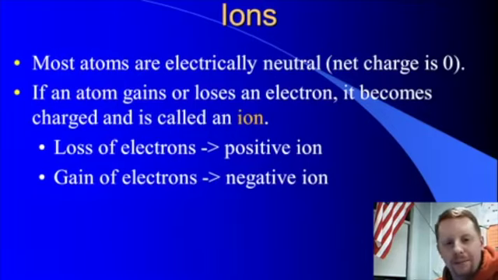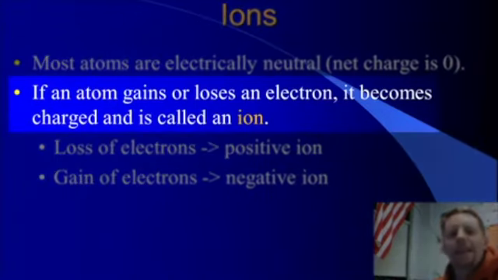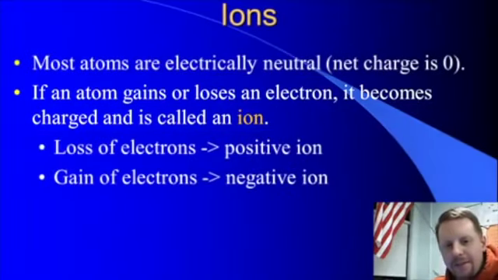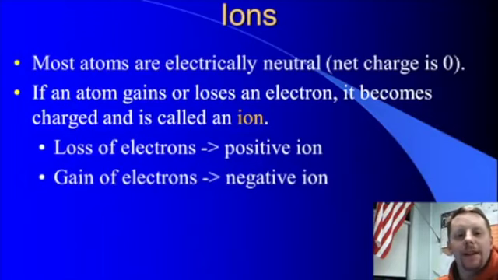That's a standard atom. If you happen to gain or lose an electron, though, you have a net charge, and that is now known as an ion. If that atom loses some electrons, it loses that negative charge, it's left with a net positive charge, so we call that a positive ion. If instead it gains some electrons, an electron, two electrons, however many, it now has a net negative charge, and we call that a negative ion.